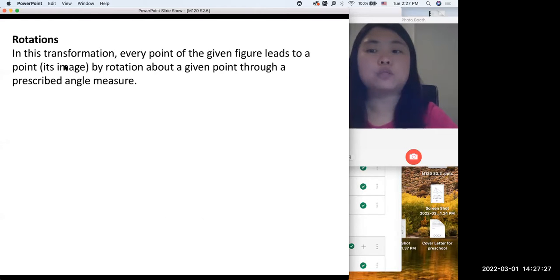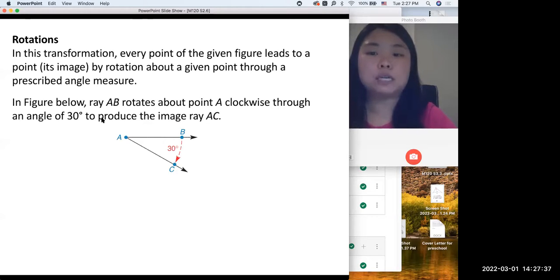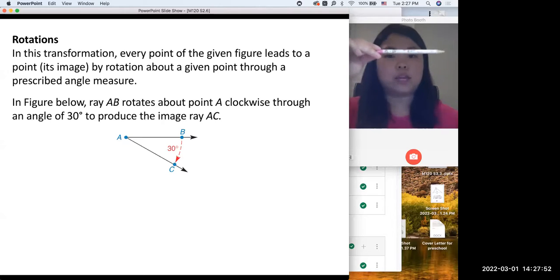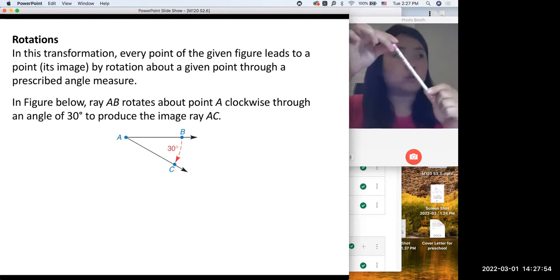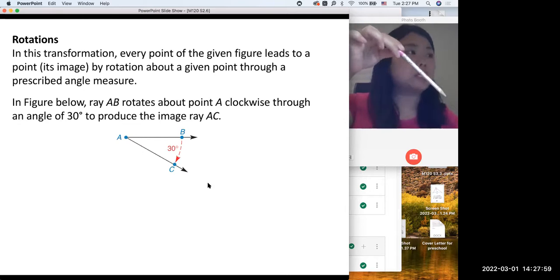Okay, next one, the rotation. In this transformation, every point of a given figure moves to a point by rotation about a given point. So think about it. I have the ray AB, going like this way. The ray AB is going to be rotated clockwise about A by an angle of 30 degrees. So you could think about it, the ray AB, and then rotate 30 degrees to get the AC here. Okay, get the image ray AC. This is about the rotation.